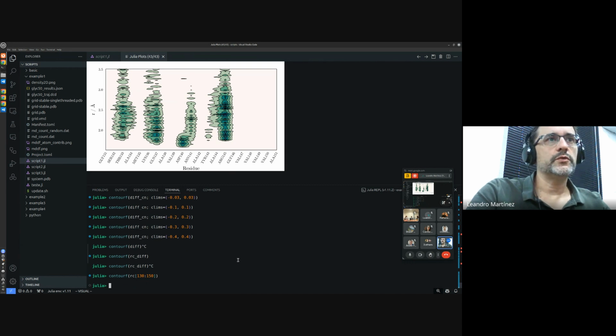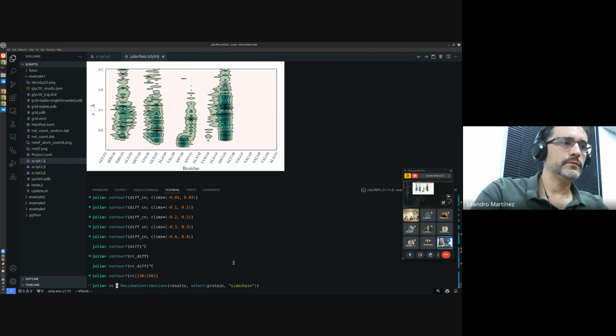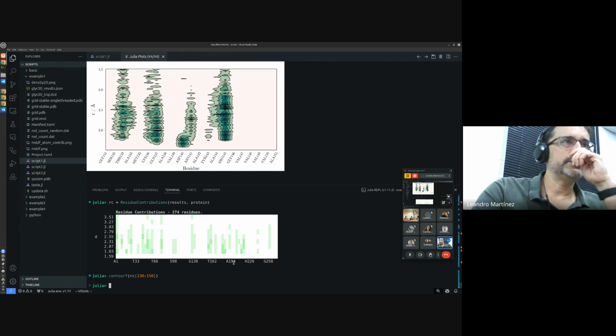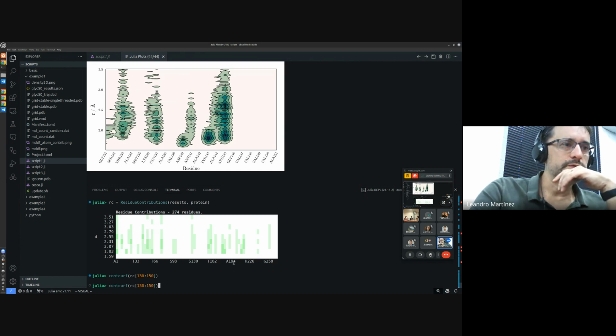This is not right. Oh no, this is why. This is only the side chain. This is why we're not seeing it. This is only the side chain. So now we're going to see this clearly.